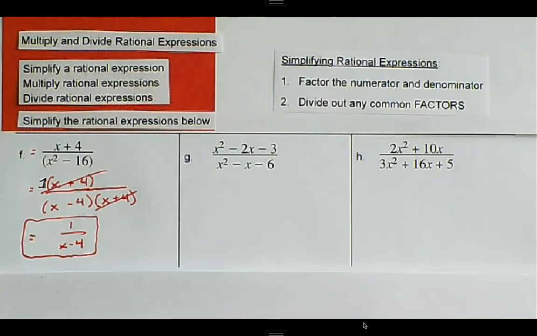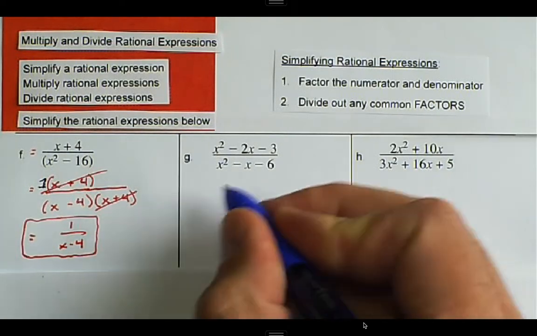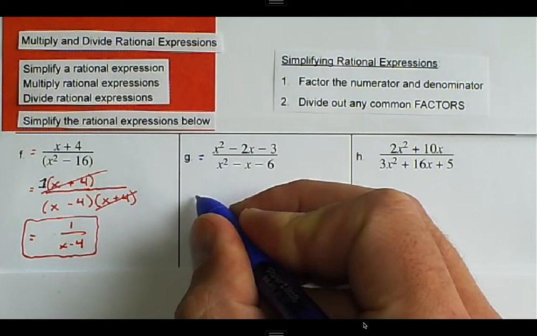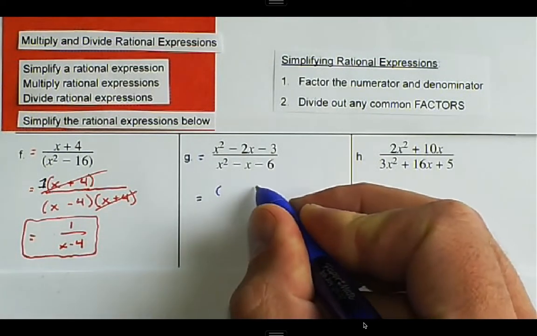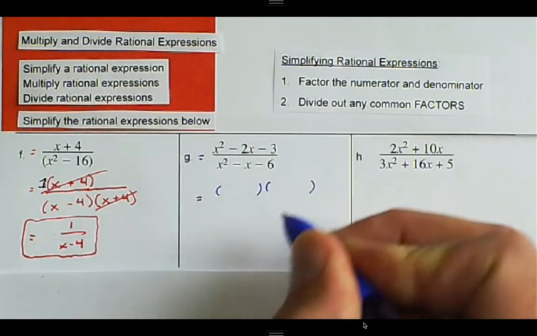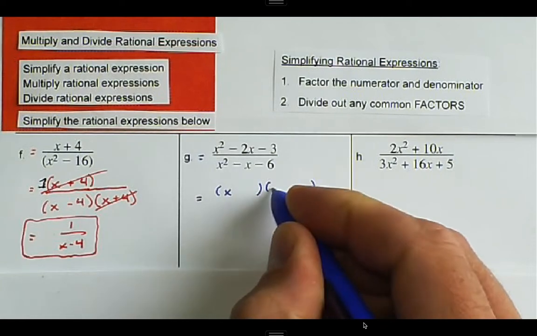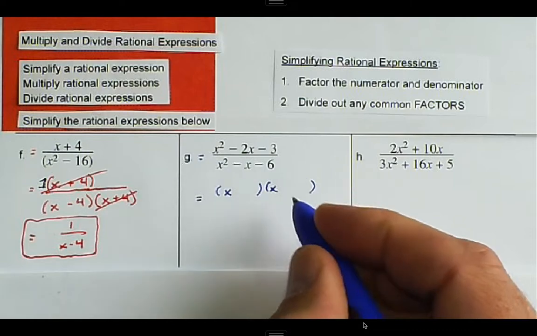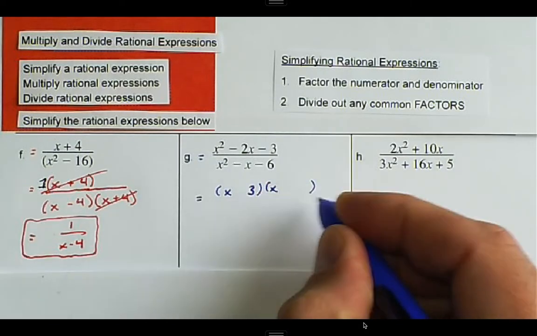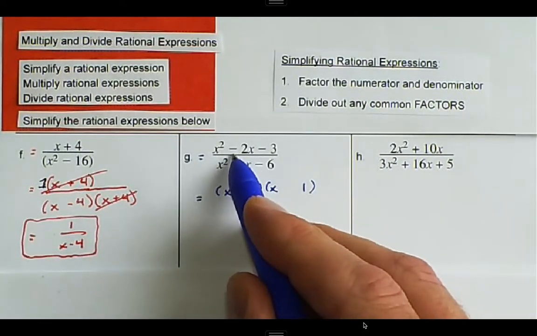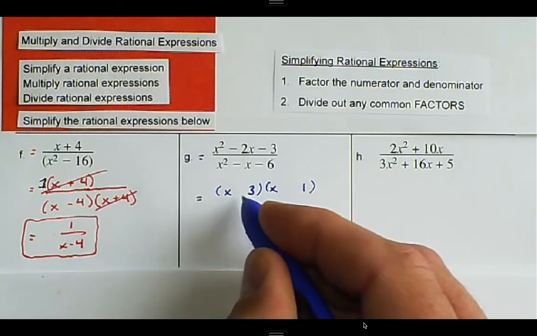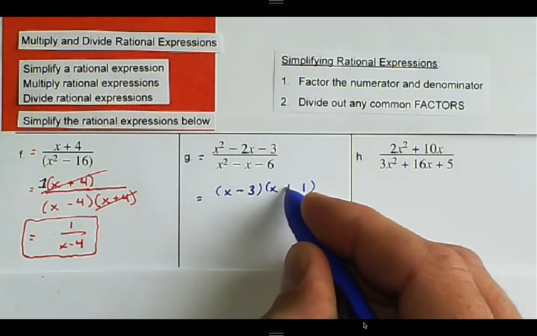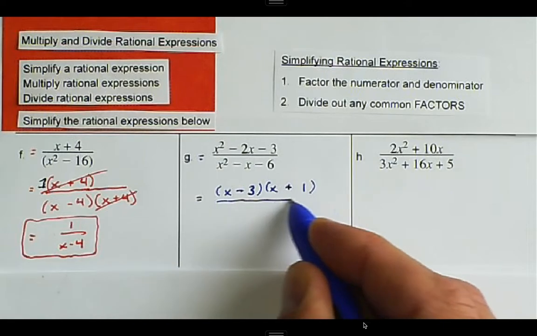Now we can take a look at the next one, and we have to factor both the numerator and the denominator. So we have to come up with two numbers that multiply together to get x squared. So we have x and x, and two numbers that multiply together to get -3. So that will be 3 and 1. And then we need to add to -2. So the bigger number needs to be negative and the smaller number needs to be positive. So we're all set there.